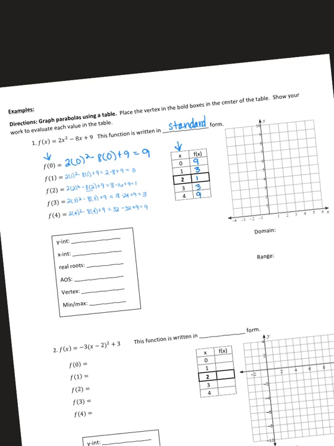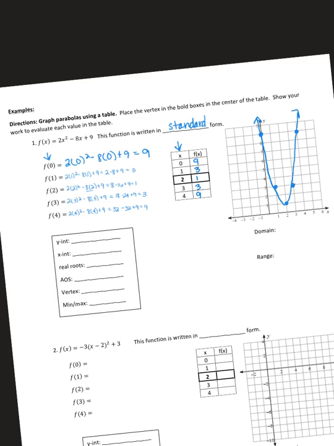And we're going to go ahead and graph it as well. So we're going over 0, up 9, over 1, up 3, over 2, up 1, over 3, up 3, and over 4, up 9. So if we connect all of these, we have 5 points. We need at least 5. And we're going to try to do a nice soft U shape for the parabola.